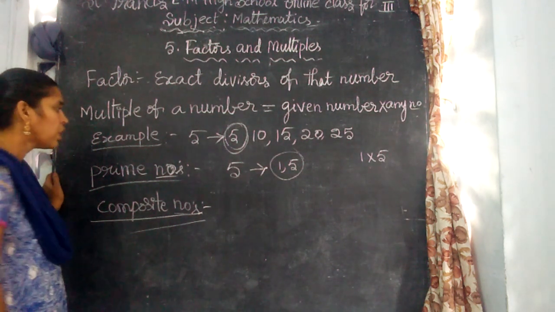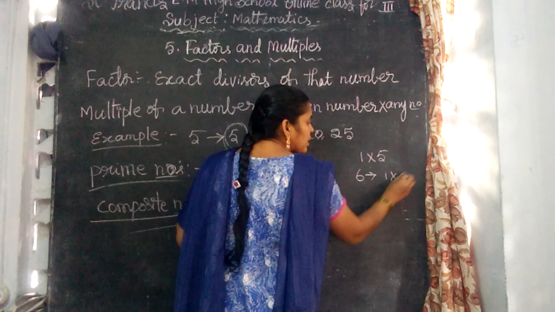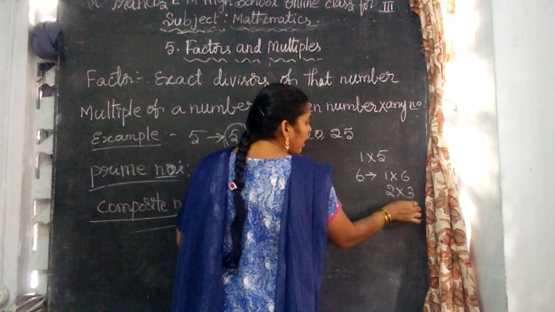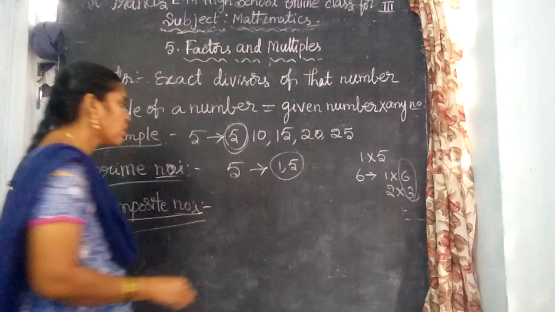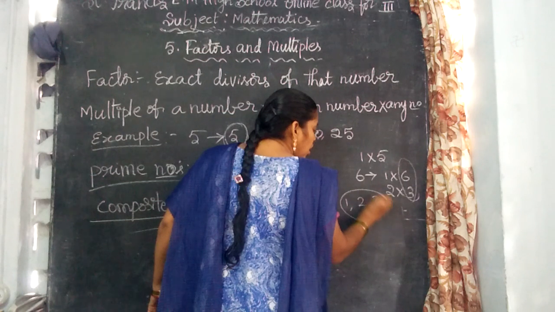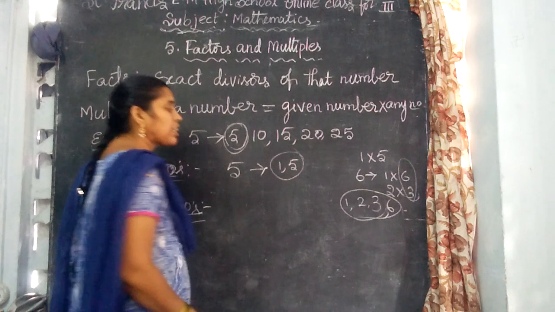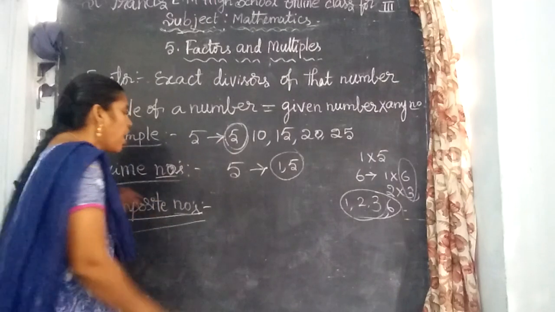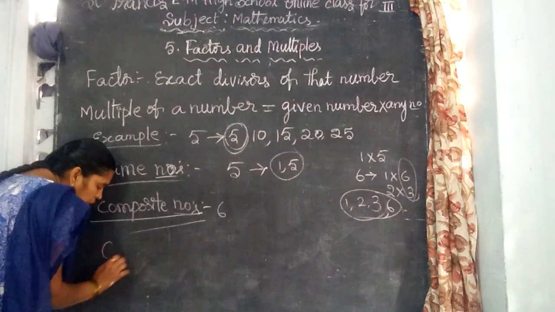Okay, children? Now, suppose the next number is 6. What are the factors of 6? 1 6s are 6, 2 3s are 6, 3 2s are 6, again it already came. So, these are all the factors of 6. 1, 2, 3 and 6 are the factors of 6. Total how many factors? 4 factors. So it is more than 2. So like these numbers are called composite numbers. Clear, children?